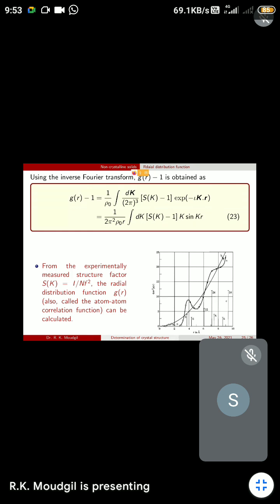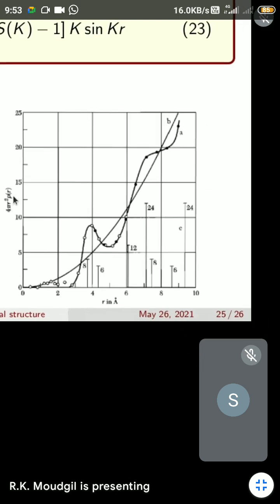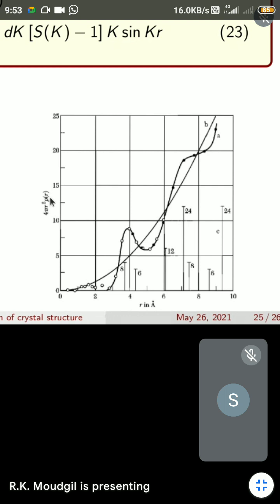One is curve B. This curve B is just 4πr² multiplied by ρ₀. So as you know, ρ₀ is independent of r, so it's just a parabola. It's just a parabola that is taken as a reference.